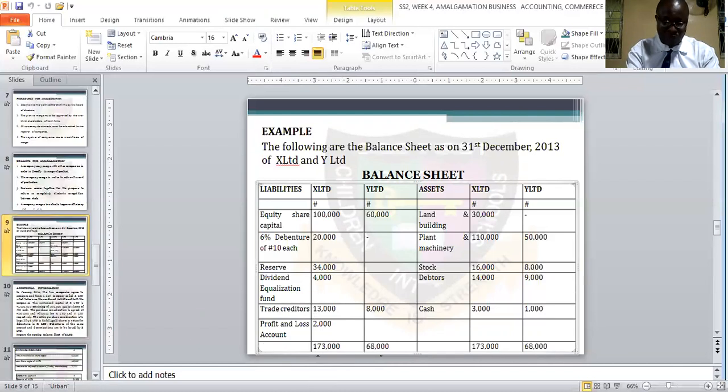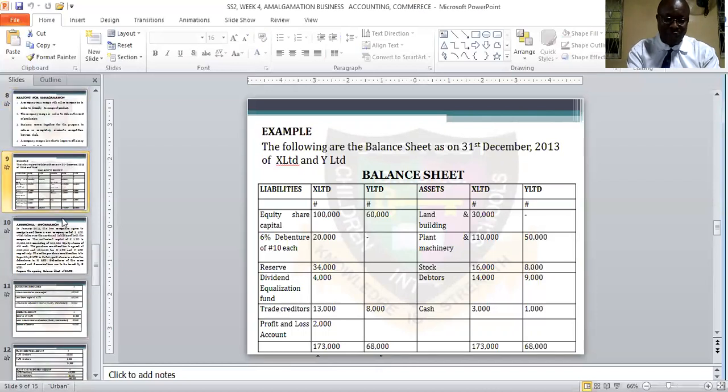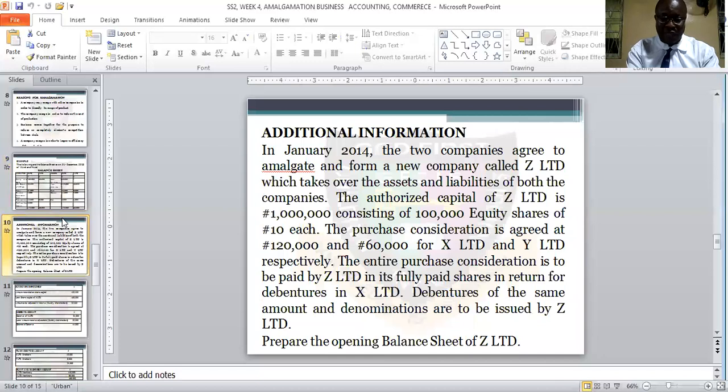Additional information given in the question. So we are going to look at it. Let us look at the additional information here. In January 2014, the two companies agreed to amalgamate, to come together as a unique company, or to unite together to become a combined company. So in January 2014, the two companies agreed to amalgamate and form a new company. And the name of the new company they are going to form is Z Limited.